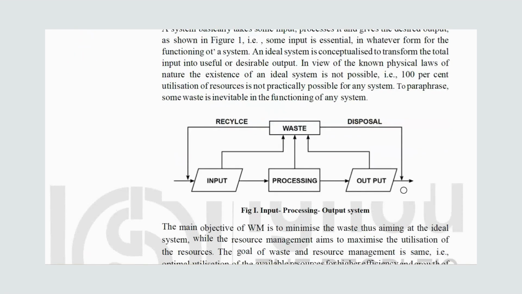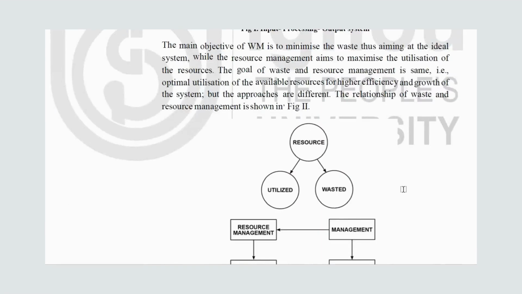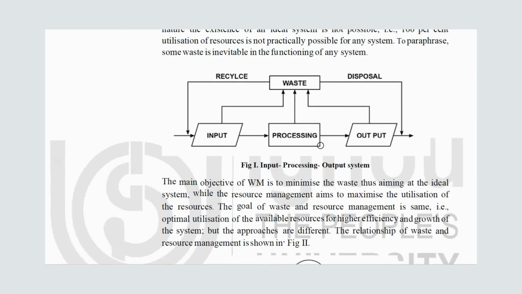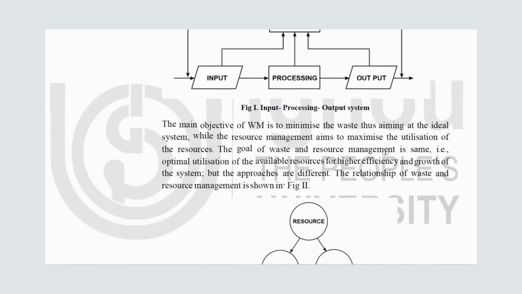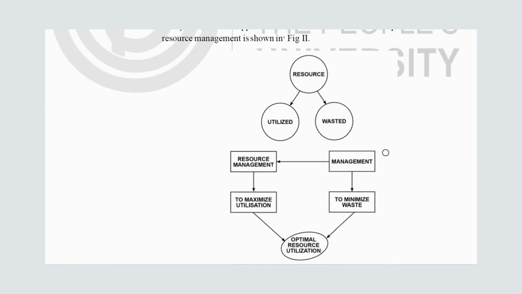Just study these two diagrams. It's very easy. They show the relationship between how the input is taken for processing, and then after processing it becomes the output, and some kind of disposal is done, and all this results in waste. So waste management is a really important part of any business organization.